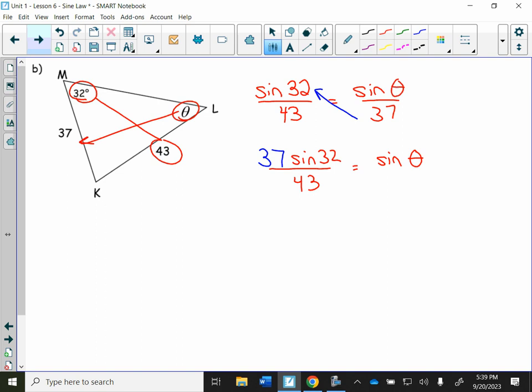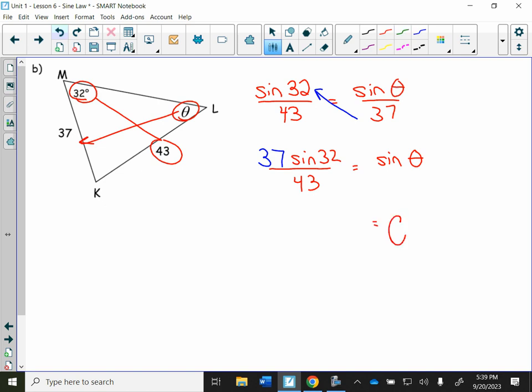So rather than doing both cross multiply, rather than bringing this up here, I don't want to do that because then I have something attached to sine again. I want to get sine by itself. I did a partial cross multiply. Okay, so just the 37 came up. Well, good news, we got sine theta.